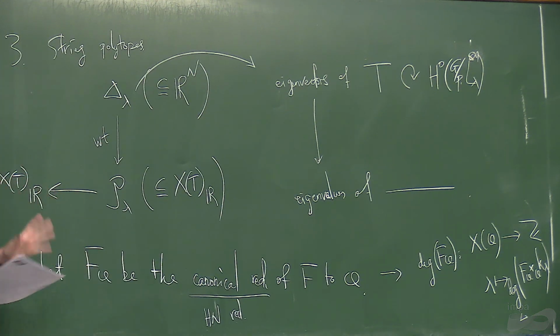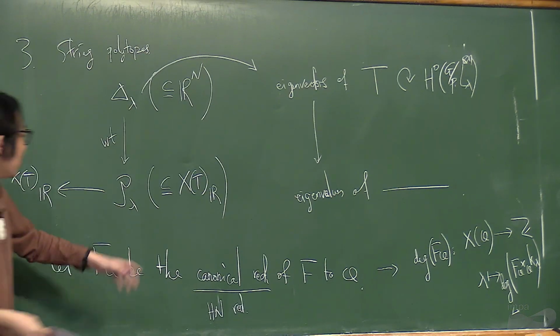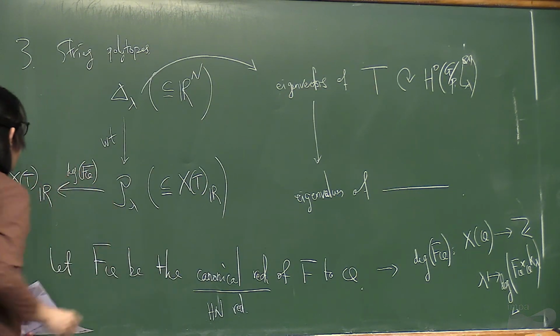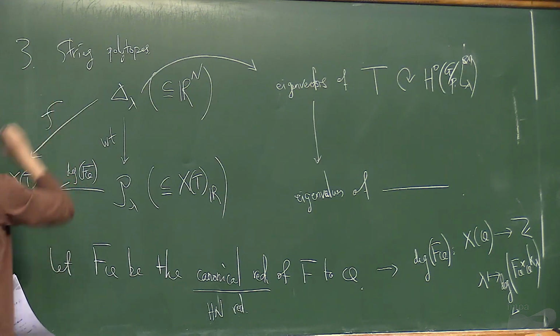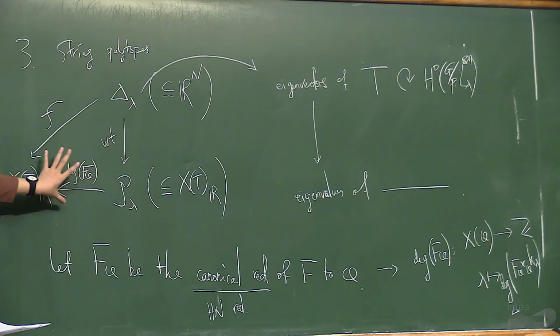If you allow rational coefficients. Yeah, so I will also call this degree f_Q. And you do the composition. Let F be the composition of these two arrows.